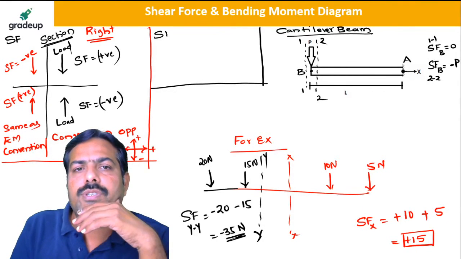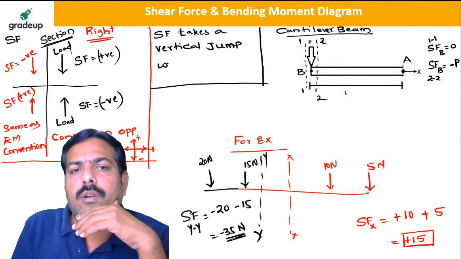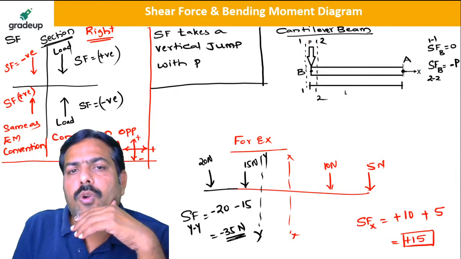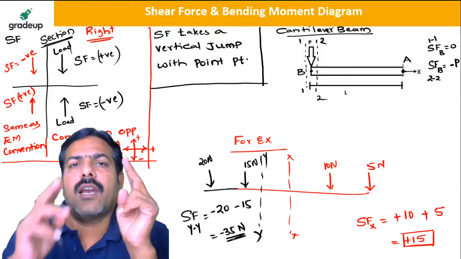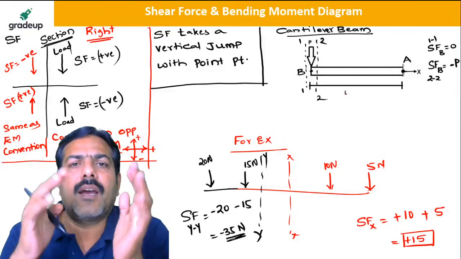Now the second note is that the shear force takes a vertical jump with a point load. So my dear friends, whenever you see a point load acting, there are two values of the shear force, and the difference between those two values is the amount of the load.